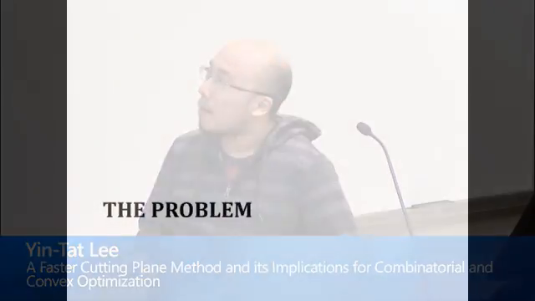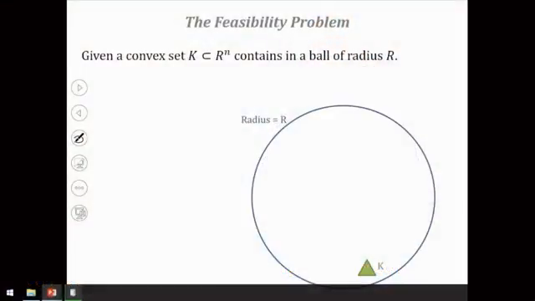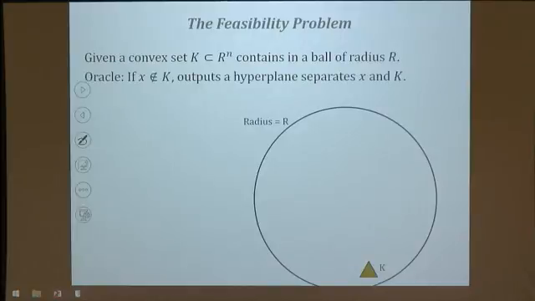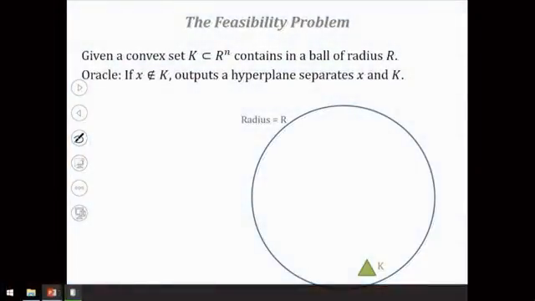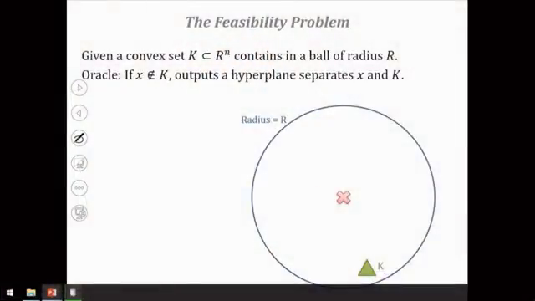In this talk I will present two problems and two algorithms with the same running time. The first problem is the feasibility problem. The setting is like this. You are given a convex set K here. You don't know where it is, but you know it is inside a ball with radius R. And you are given an oracle to see where the set is. You can ask whether a point is in the set K or not.